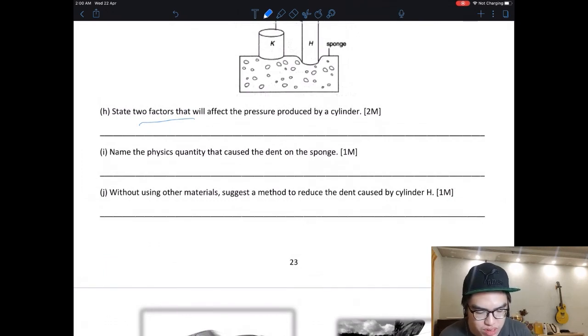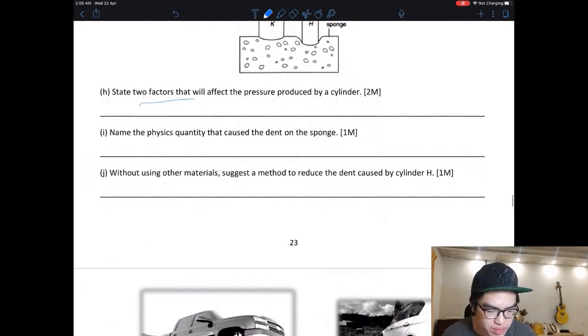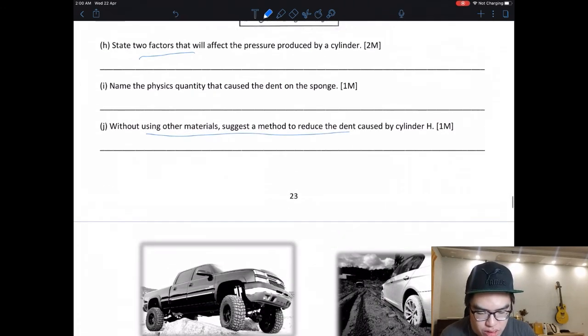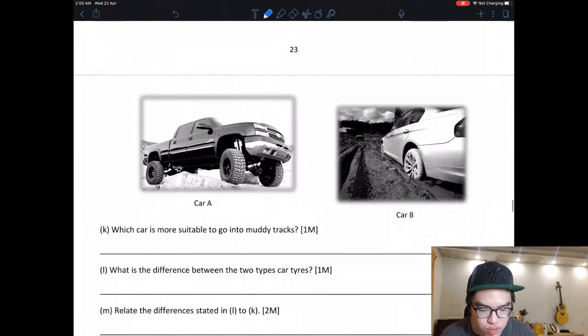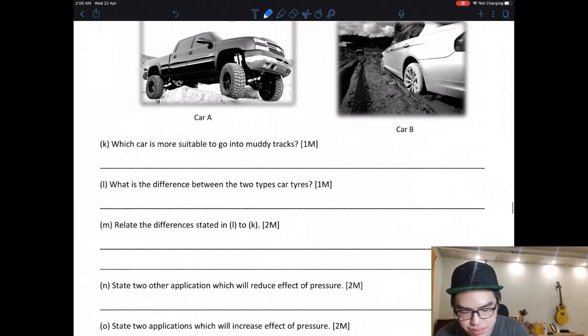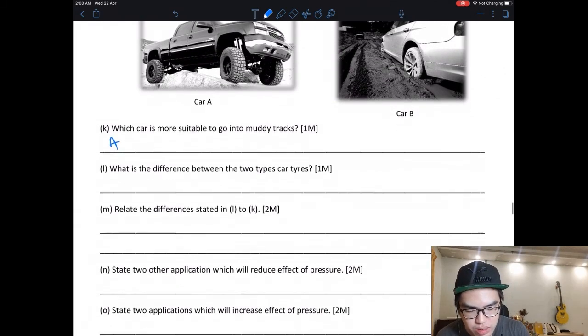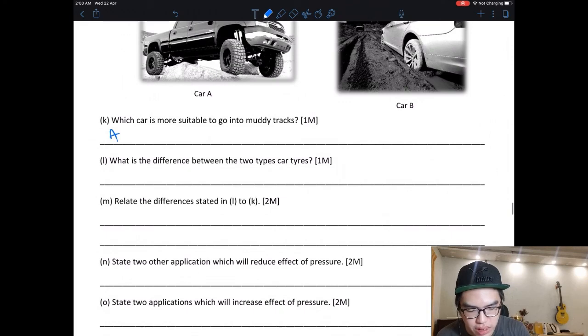Without using other materials, suggest a method to reduce the dent by H. How can you reduce the dent? You can increase, oh, they don't want that. Okay, you can increase the surface area. That's the only thing you can do, because they say you cannot change the material. For K, which car is more suitable to go into multi-track? Car A. What's the difference between the two tires? The area of tire A is broader than B.